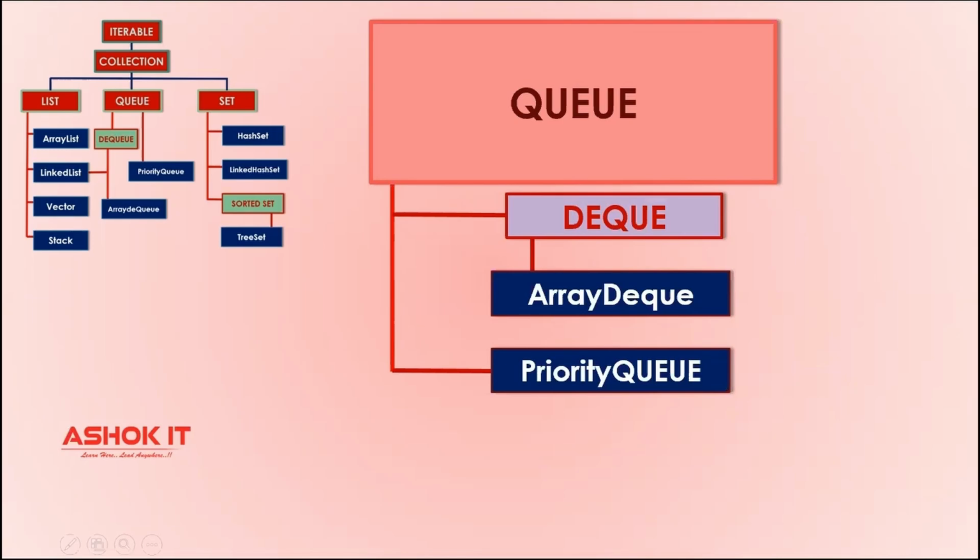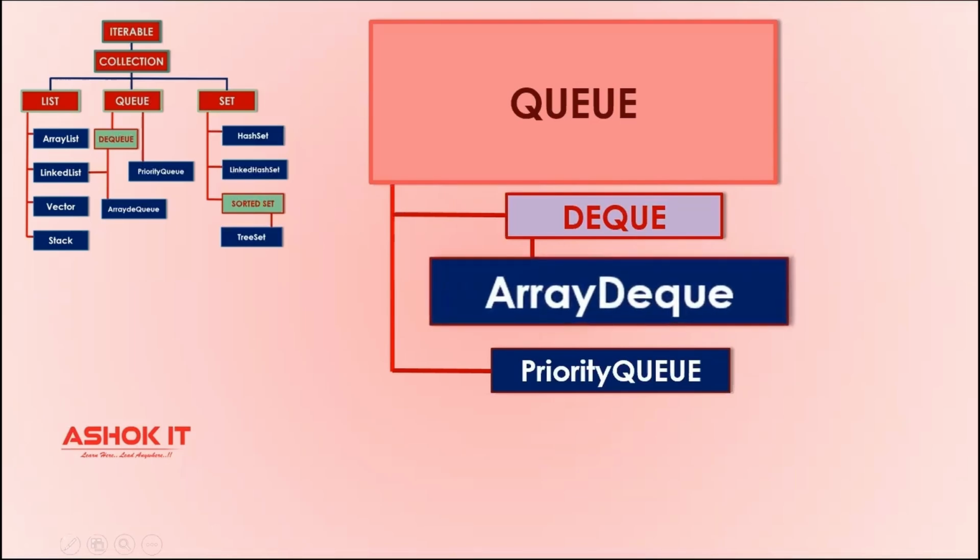So first in, first out concept is followed, and there will be two ends for the queue. That is front and rear. So from one end we will be adding the elements, from the other end we will be removing elements. So that's the reason first in, first out approach we follow. So first we will be seeing array DQ. DQ here is double-ended queue. In case of array DQ, from both the ends we can add the elements, and from both the ends we can remove the elements, unlike priority queue, which we will be seeing.